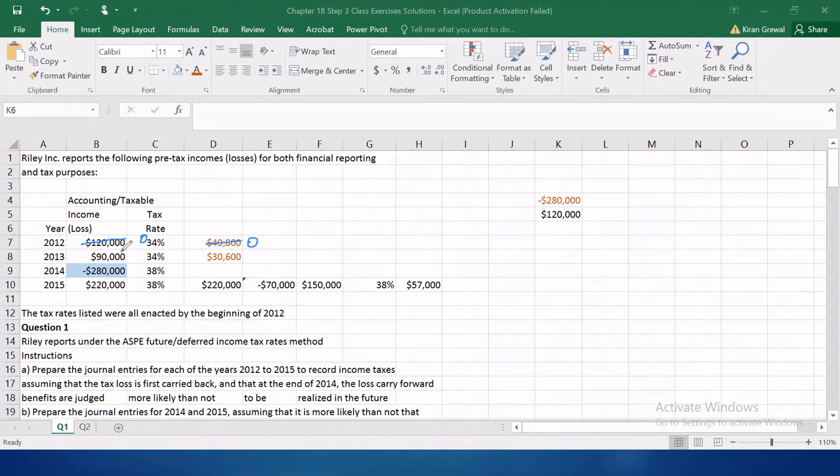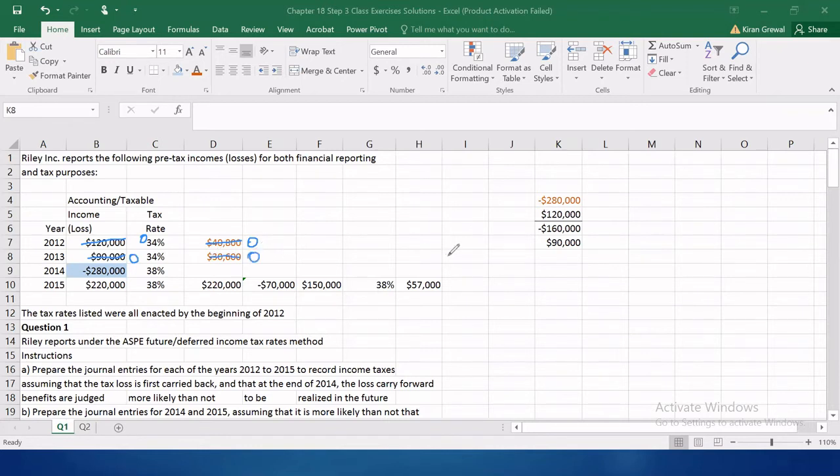Okay. Same thing for 2013. Let's see how much we have left first. So we have a $280,000 loss. We just used up 120,000. So let's see how much we have left. We have $160,000 of a loss left over. So we can definitely use it to offset this 90,000, right? So this 90,000 can again go down to 0. Okay, so I'll get rid of this 90,000. That's going to be 0, which means we wouldn't have to pay this 30,600.